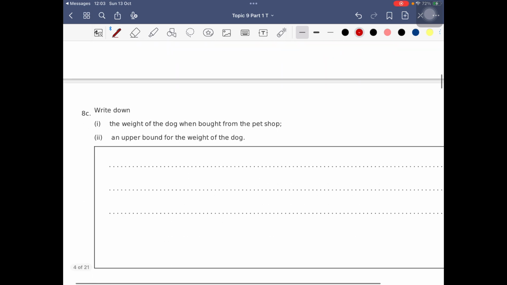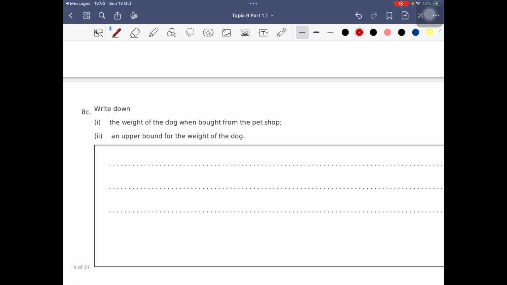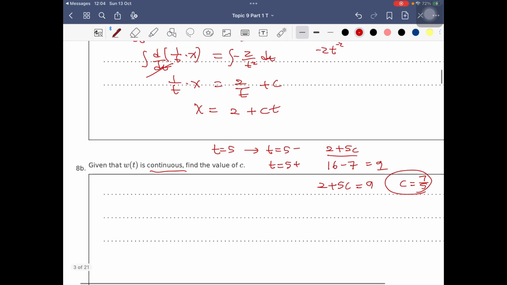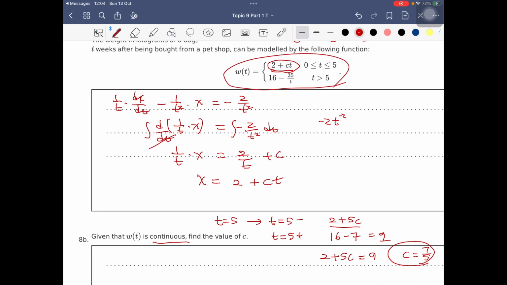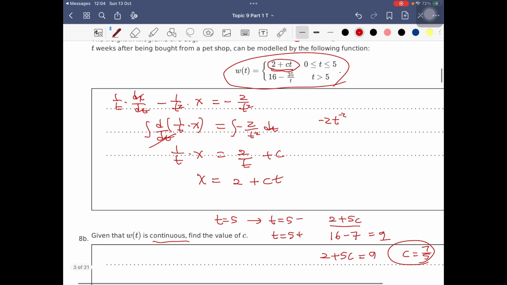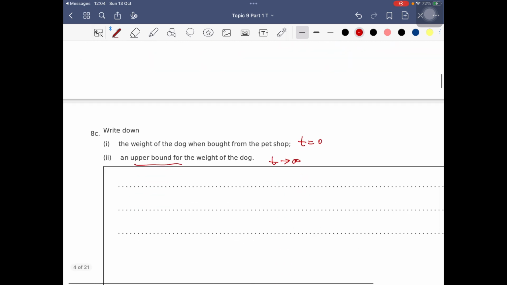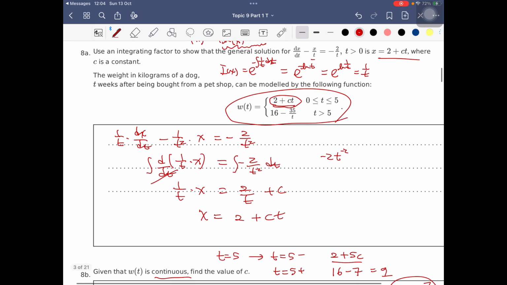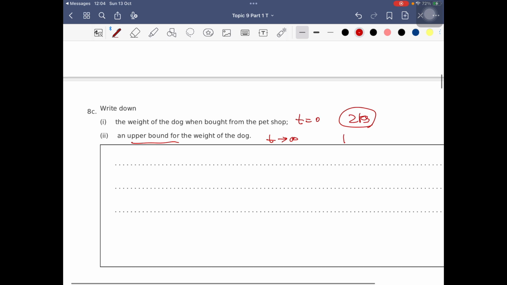So (b). The weight of the dog when bought from the pet shop, which is when t equals 0, and the upper bound, so when t goes to infinity, like a larger number, then what is the weight? So from here, when t equals 0, we follow this one. Now we know what c is. Even when we don't know the c value, we can find the initial weight, which was 2 kilos. And when t goes to infinity here, this goes to 16. So this is 16 kilos.